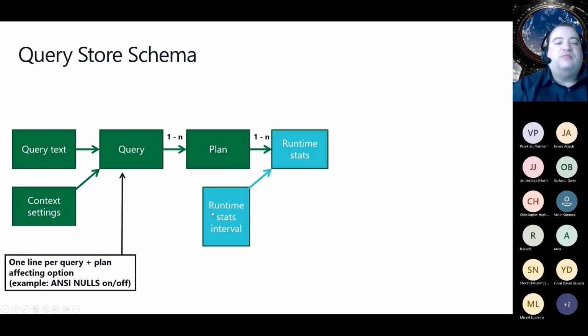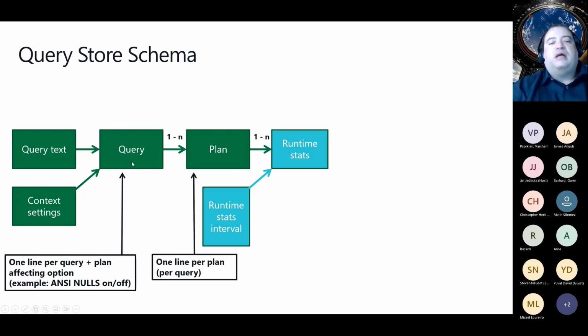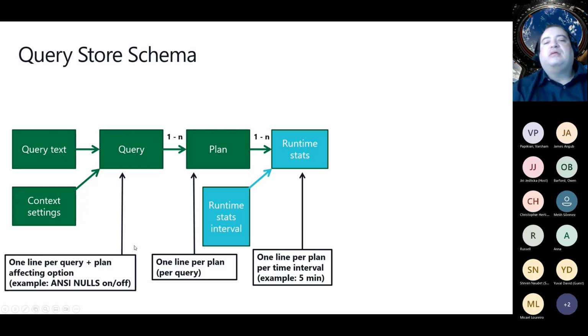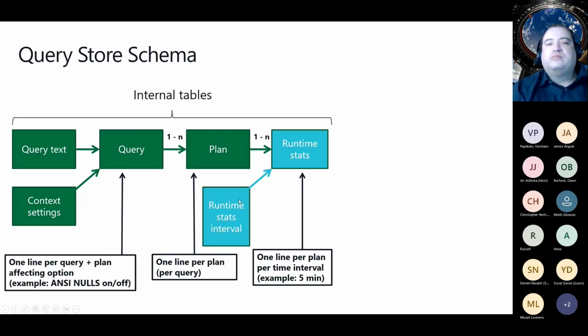So these are the DMVs that we have to get the information about our queries. The query view brings us one line per query. Then the plan view gives us one line per plan for each query. And the runtime statistics, one line per plan according to the interval we define. 5 minutes, 15 minutes, whatever we choose.